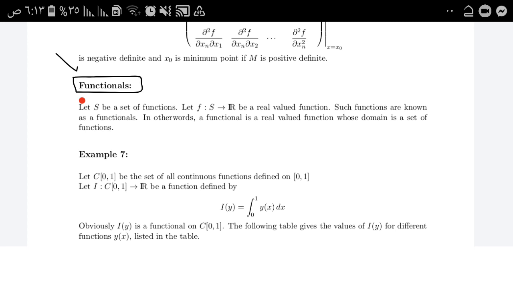Let's read this part. Let S be a set of functions. Consider here a set of functions, not a set of numbers. S be a set of functions, not numbers. Let f from S to R be a real valued function, as before.